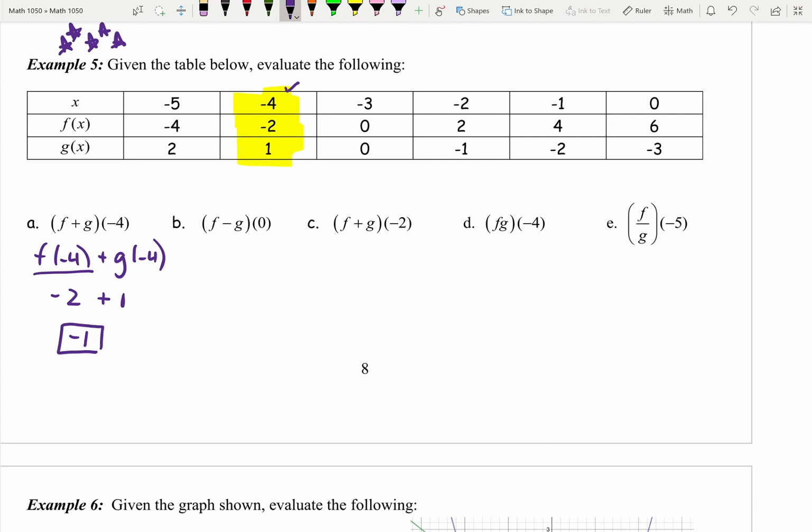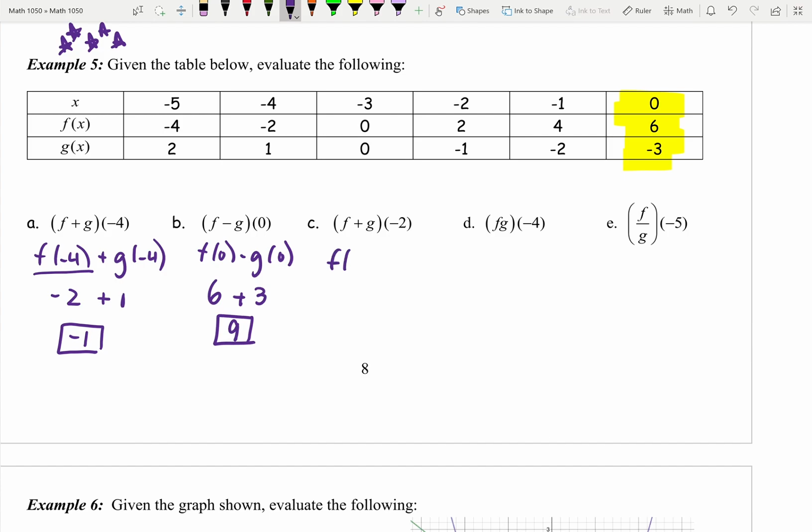Okay, next one. This means take f of 0 and subtract g of 0. So I'm not looking here anymore. Now I'm looking here where x is a 0. So if x is a 0, f of x is 6 minus, if x is 0, g of x is a -3. Minus a -3 means plus 3. 6 plus 3 is 9, and I'm done.